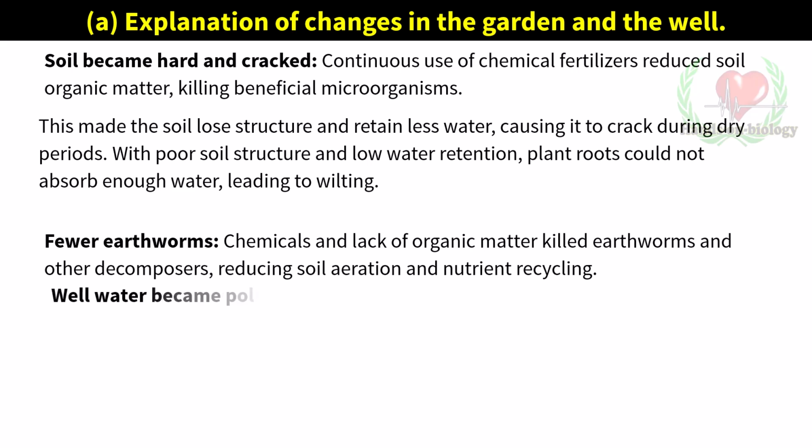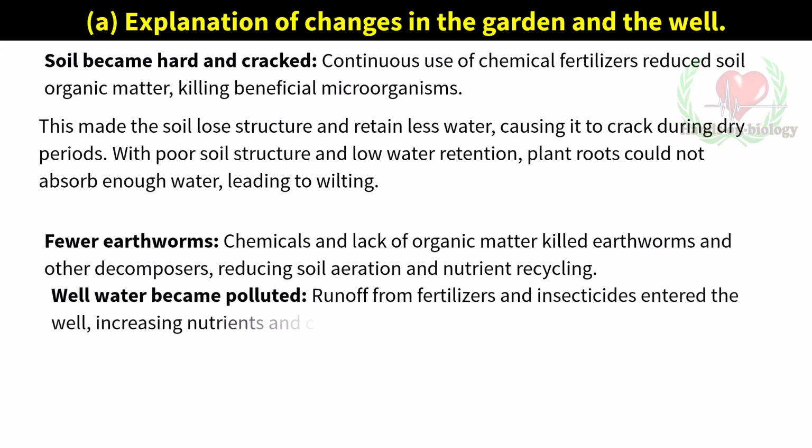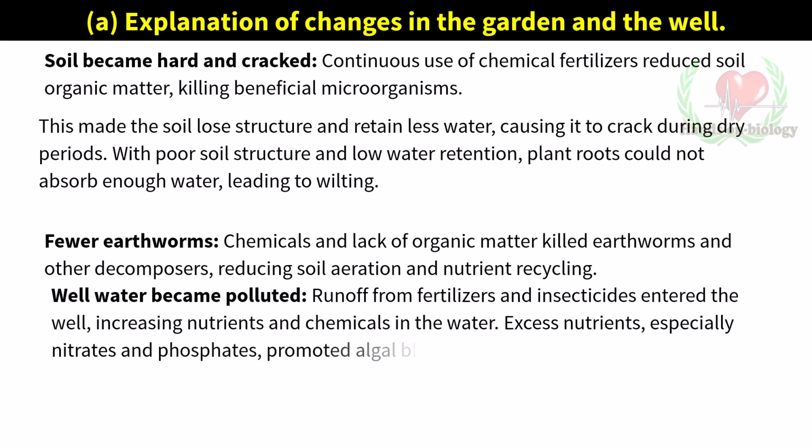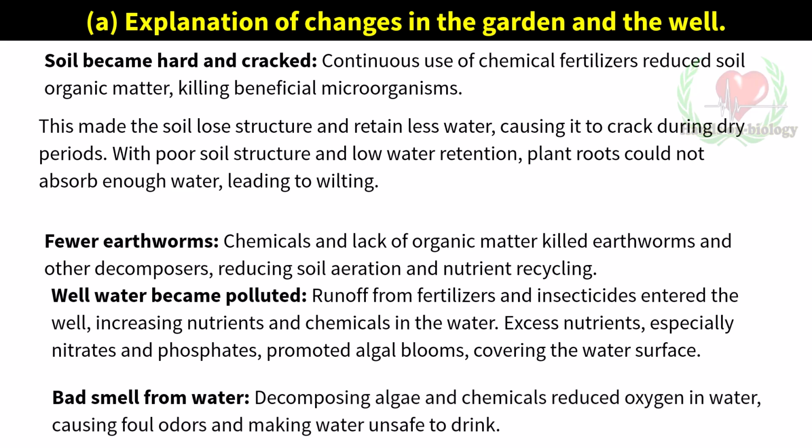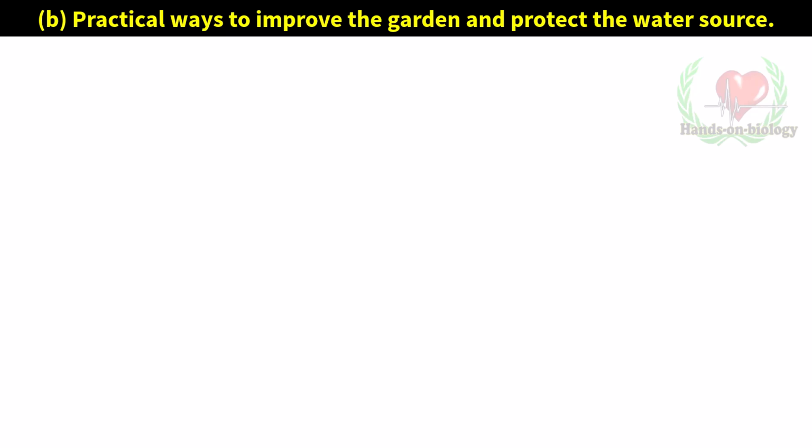Well water became polluted. Runoff from fertilizers and insecticides entered the well, increasing nutrients and chemicals in the water. Excess nutrients, especially nitrates and phosphates, promoted algal blooms, covering the water surface. Bad smell from water. Decomposing algae and chemicals reduced oxygen in water, causing foul odors and making water unsafe to drink. Practical ways to improve the garden and protect the water source.